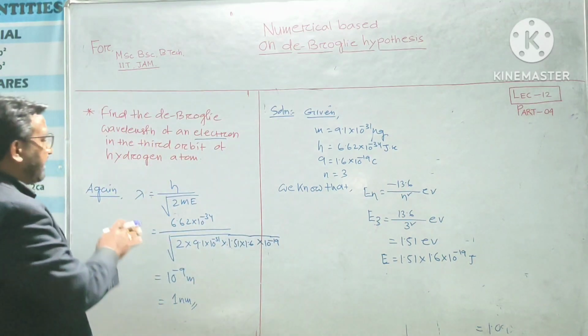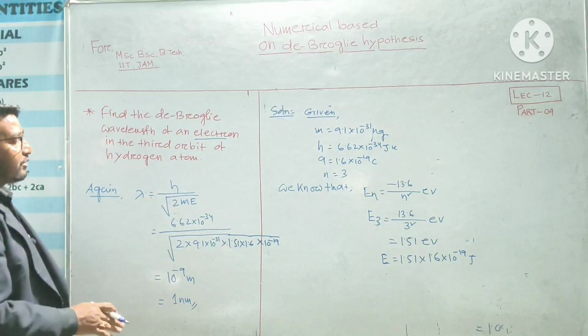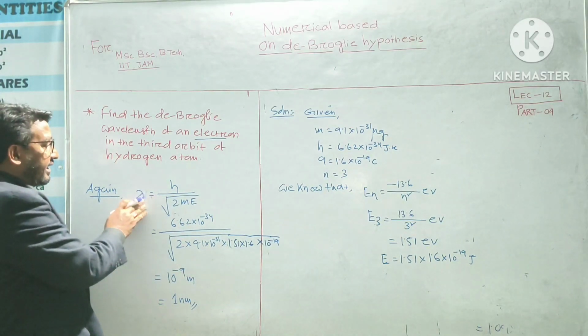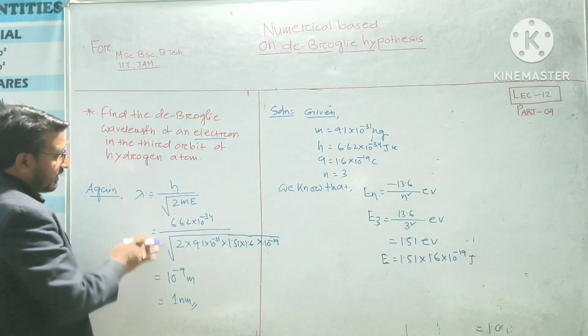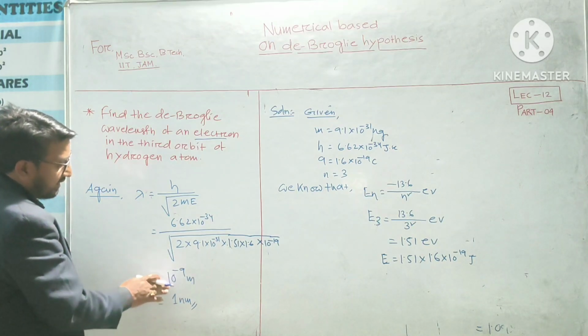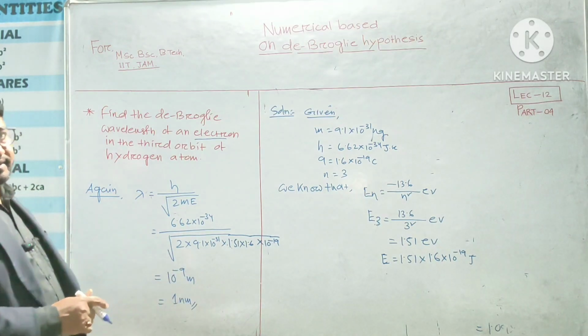Now we are going to find out lambda, that means the wavelength associated with the electron. Okay, so lambda equal h by under root of 2 m e, and this is the expression of de Broglie wavelength in terms of energy. When all values are substituted in this equation, you will get 10 to the minus 9 meter, and we know that 10 to the minus 9 meter is equal to 1 nanometer, so we can write 1 nanometer. Thank you.